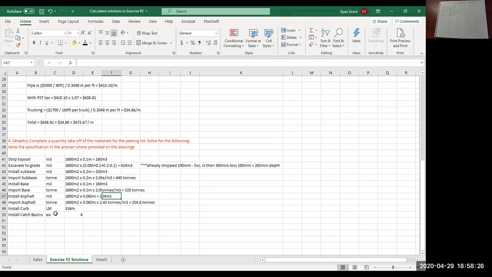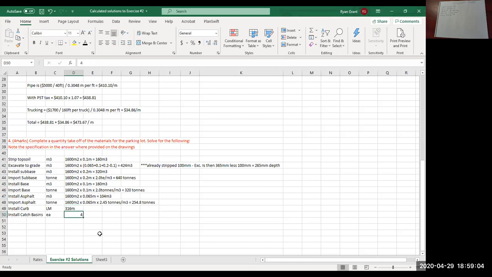The curb: you had to measure the length of the curb with your scale. So that was 316 meters. Some people used AutoCAD, that's fine. In today's technological world, using software to measure is far more convenient, quicker, and easier. There's various software that you can use. I'm not going to mark you wrong for doing that. That's not cheating.